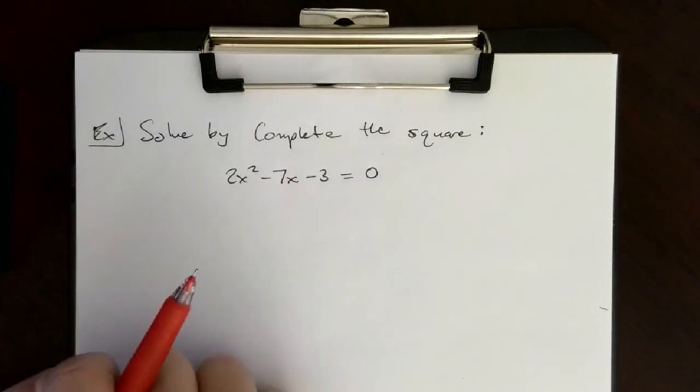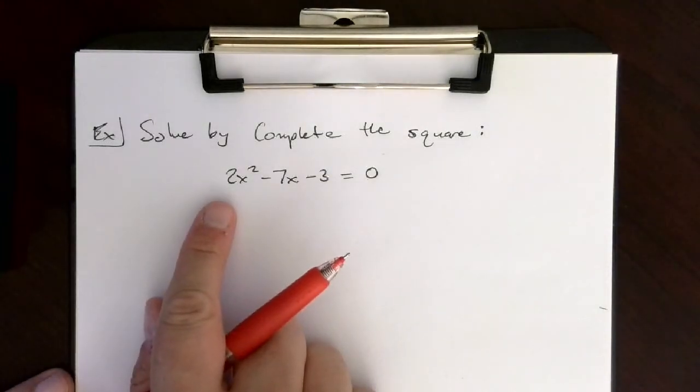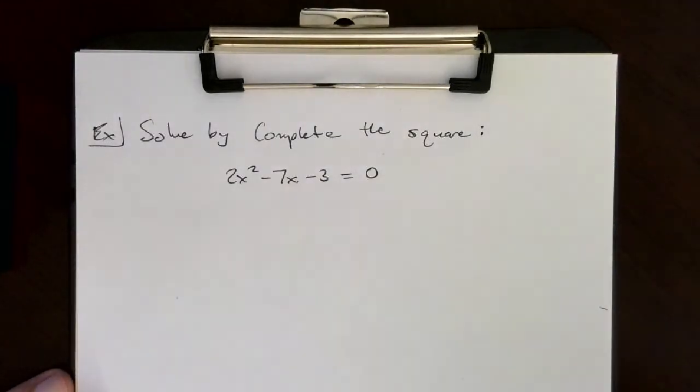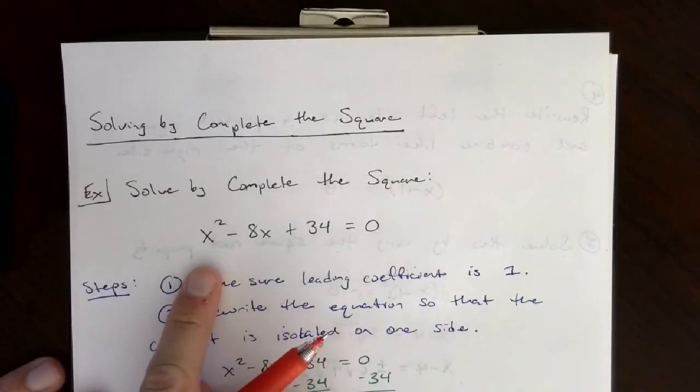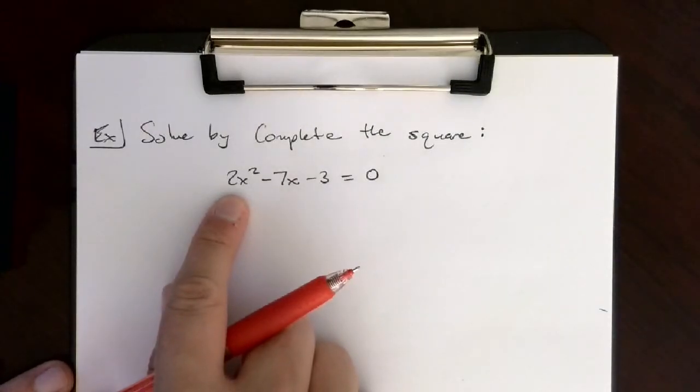And step one was, don't forget it, because it's really important. Make sure that the leading coefficient is 1. In this case, the leading coefficient isn't 1. In this one that we did previously, it was, so I didn't have to do anything. But if the leading coefficient isn't 1, it doesn't mean all is lost. It means, how do you make that look like a 1? Well, you divide by whatever the coefficient is.